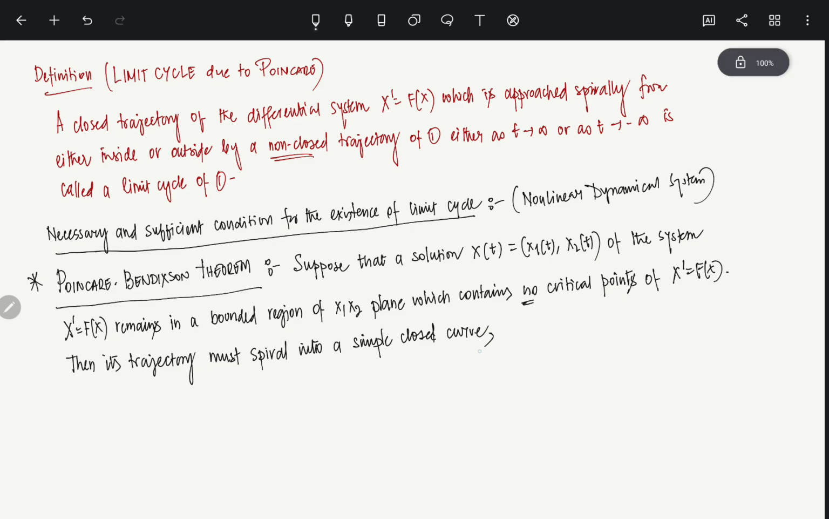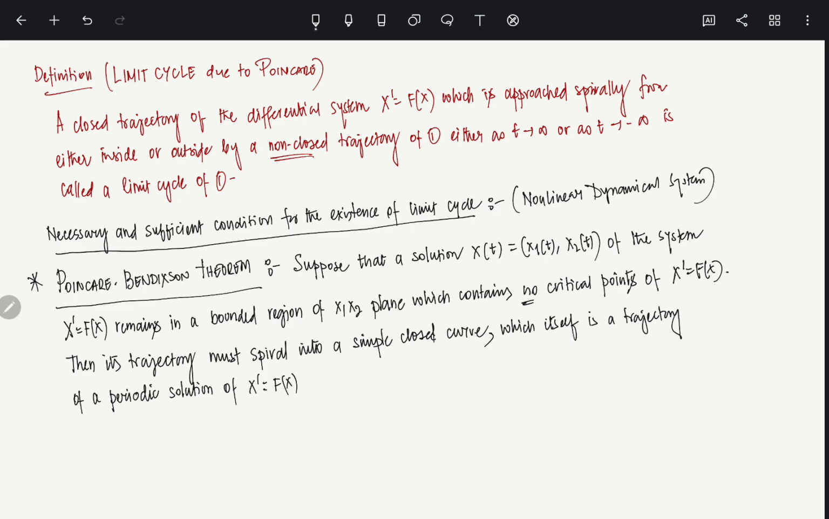Okay, this is important now, which itself is a trajectory of a periodic solution of x prime equals f of x.